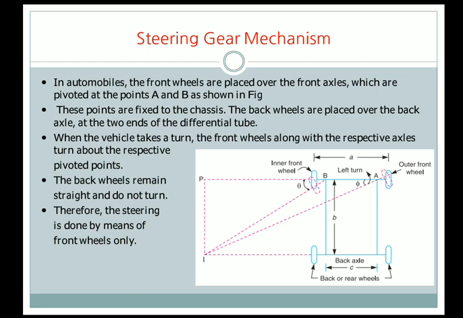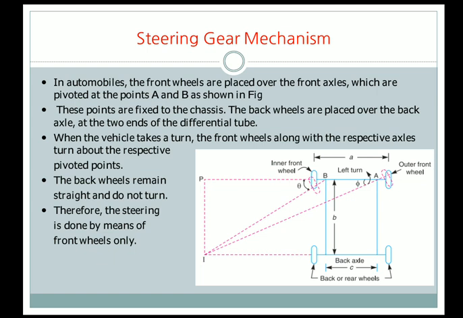We can see that there are four wheels. The front axle wheels turn when we are going to take a left or right turn, and they are pivoted on the points A and B as shown in the figure. So the front axle is A and B, and the rear axle as shown in the figure. The distance between the wheels is A, the distance between front and rear axles is B, and the distance between the chassis is C.